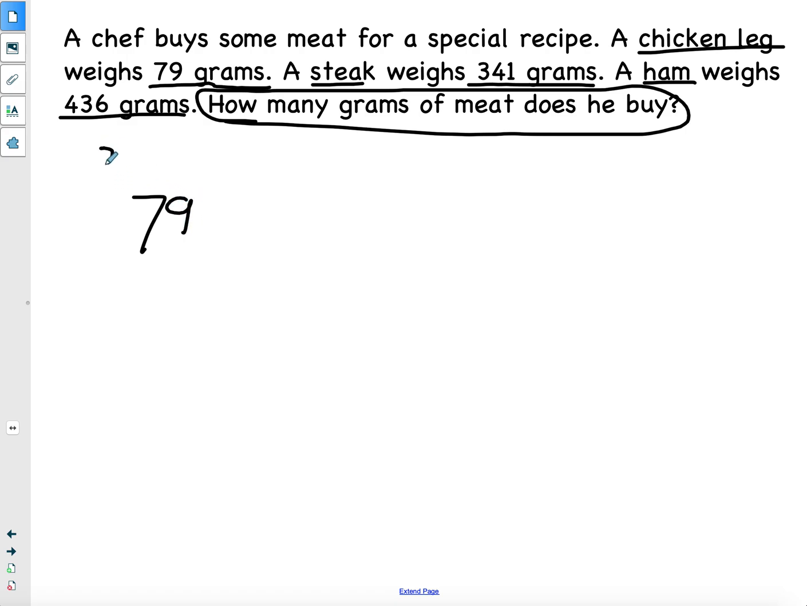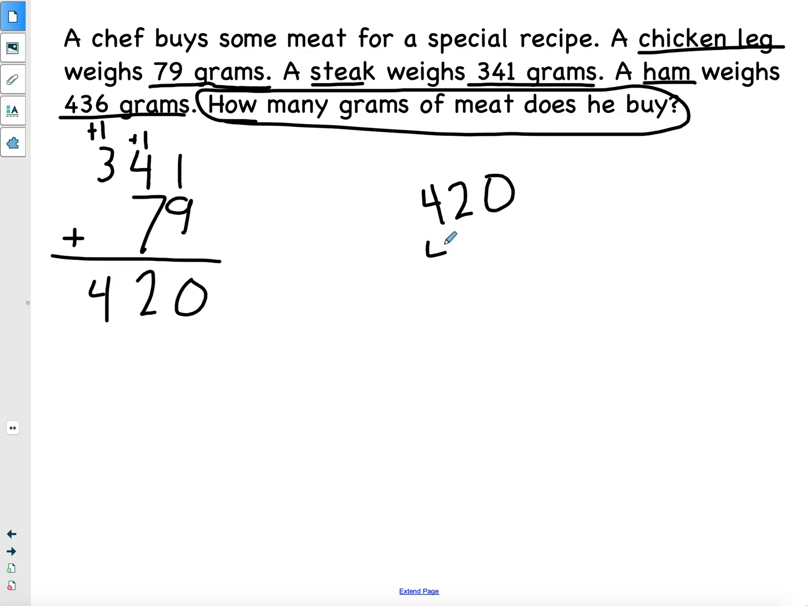So I can add them all together or I can do one by one. One by one might be easier, so I'll do 341 plus 79 first, because those are the first two numbers that I see. So 9 plus 1 is 10, regroup the 1. And 1 plus 4 is 5. 5 plus 7 is 12, regroup the 1. And in my hundreds place, I get 420. Now what do we do with this 420 grams?